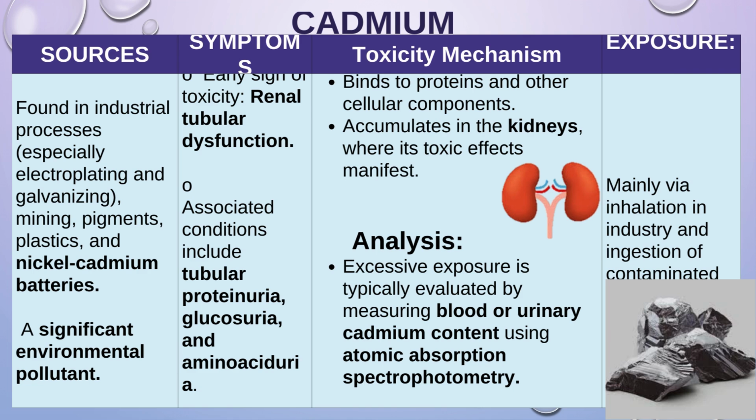It still binds to proteins and other cellular components. Once they bind proteins, protein function will be hindered, and the most readily affected organ with cadmium toxicity is the kidneys. For analysis, excessive exposure is typically evaluated by measuring blood or urinary cadmium content using AAS, or atomic absorption spectrophotometry. And exposure is mainly via inhalation in industry and ingestion of contaminated products.